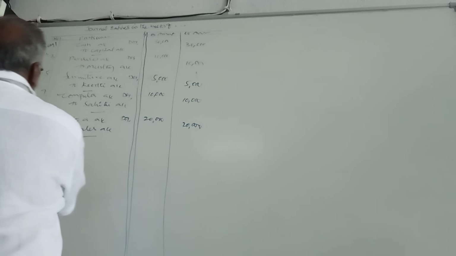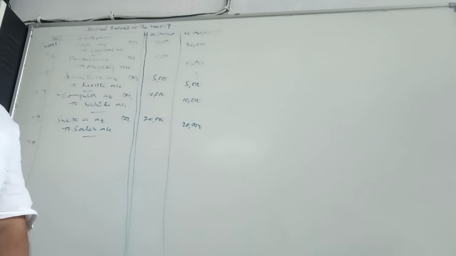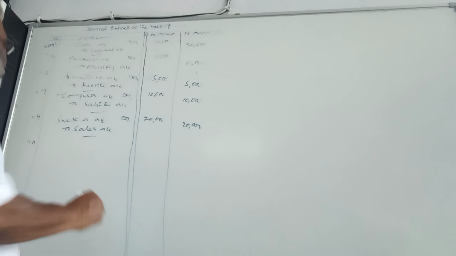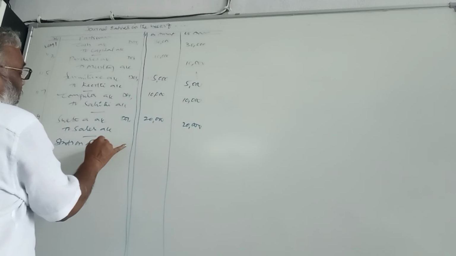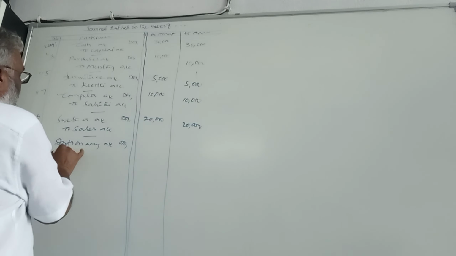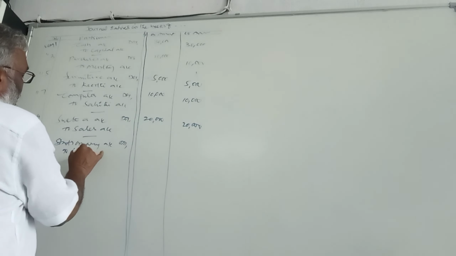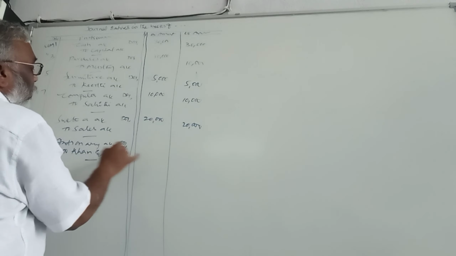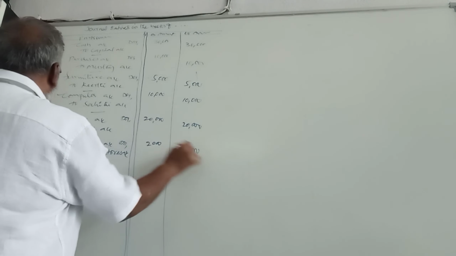Next, the 11th one. Purchased stationery from Khan and Stores. Stationery means stationery account debit. This stationery is bought from Khan and Stores. How much is that? 2,000.